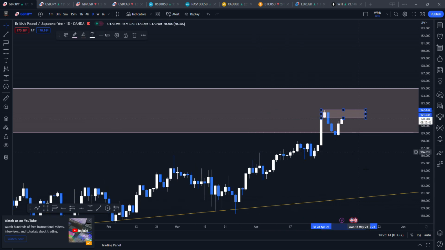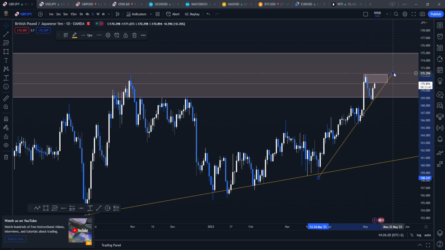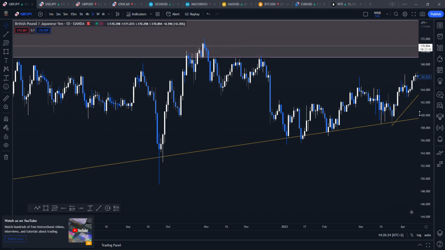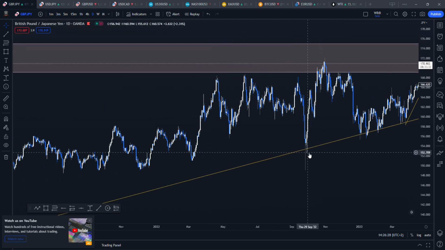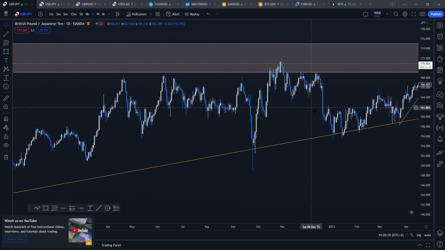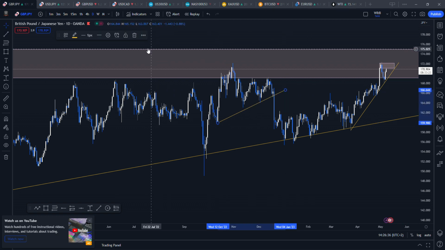But okay, let's refine it a bit more. There's a bit of a big trend over here already that we can see. So over here, this is a matter of testing out what has happened. It jumped from a demand zone up into the supply, consolidated a bit, but also it created a bit of a liquidity trend.